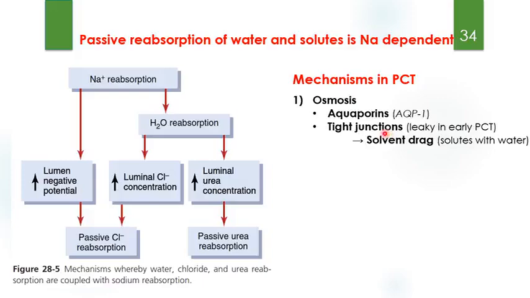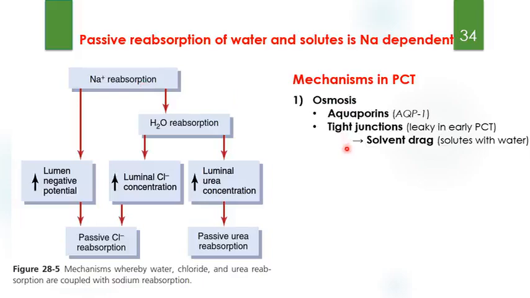and also by way of the tight junction, in a paracellular pathway in the early PCT that is leaky, by solvent drag. Water with many solutes in it tends to go to the other side of the luminal cells. So after sodium reabsorption and the change in osmolarity on the two sides of the luminal cells, water goes to the other side by osmosis.